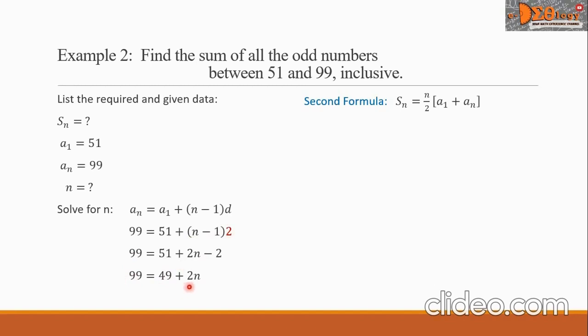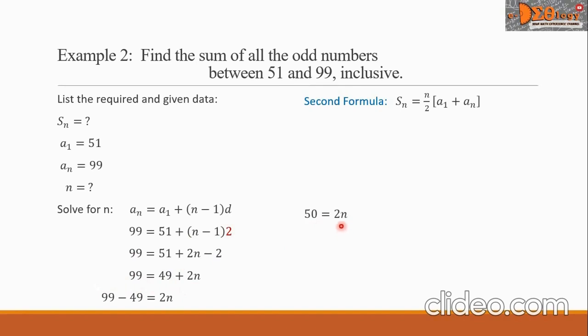Let us isolate the 2n. This 49 must be transposed on the left side. So from positive, it becomes negative. So 99 minus 49 equals 2n. So the difference is 50, and this is equal to 2n.